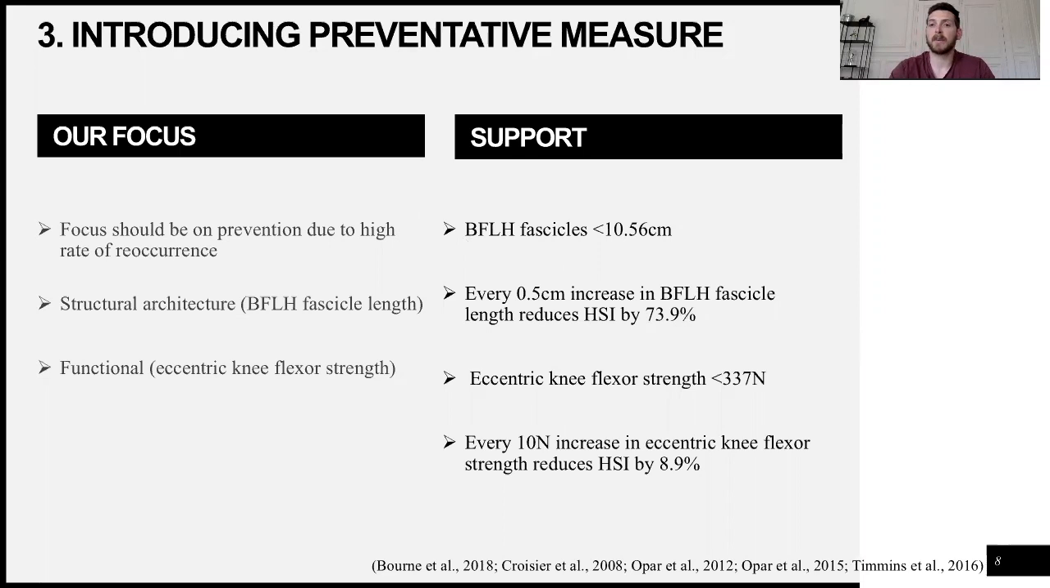Prevention is really important so we don't enter that injury, re-injury cycle, which can have a huge impact on an athlete, both physically and mentally. For every half a centimetre increase in biceps femoris fascicle length, we're reducing the hamstring strain injury risk by 73.9%. And for every 10 Newton increase in eccentric knee flexor strength, we reduce the hamstring strain injury by 8.9%. The benefit of strength is that it also increases the size of the biceps femoris fascicle, so it's like a double benefit in the one.